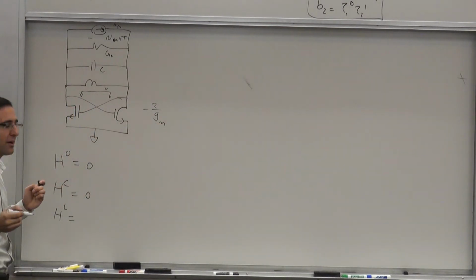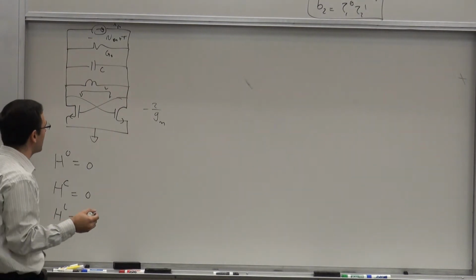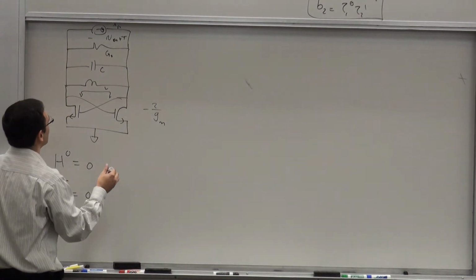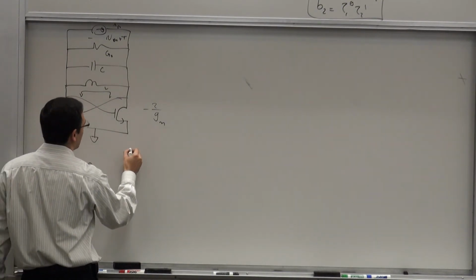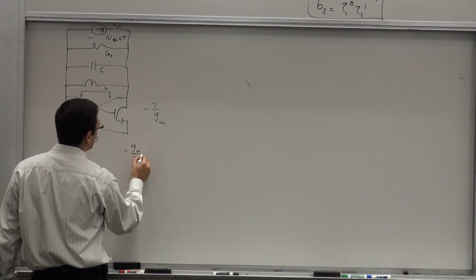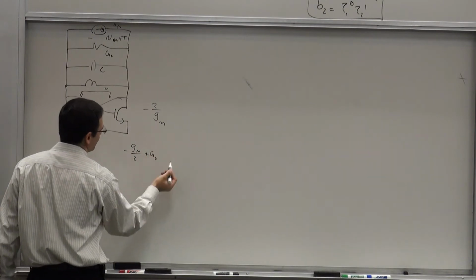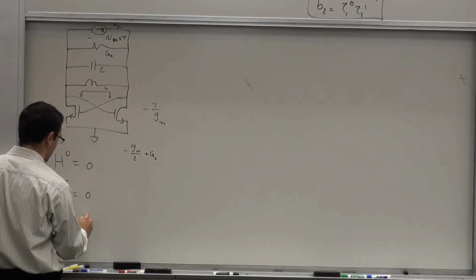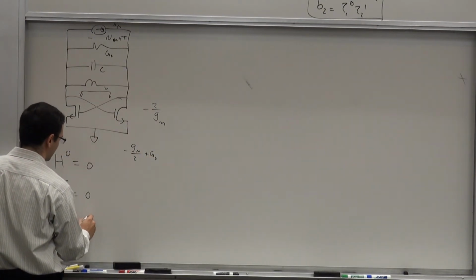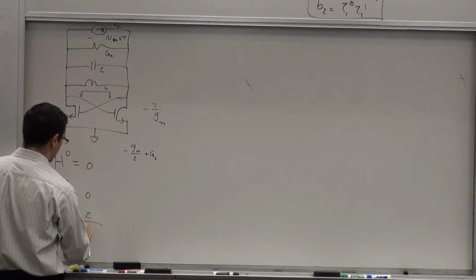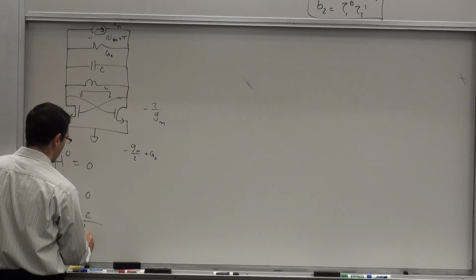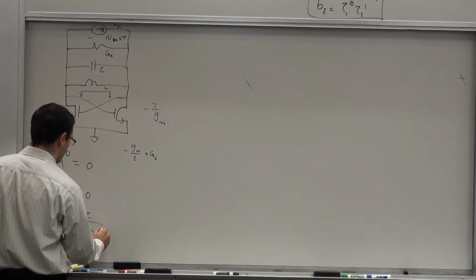Resistance. The resistance is minus 2 over GM, or the conductance is minus GM over 2. So you have these two in parallel. So the total conductance is minus GM over 2 plus G naught. Whatever that is, you can write it as minus 2 over GM plus 2 G naught.